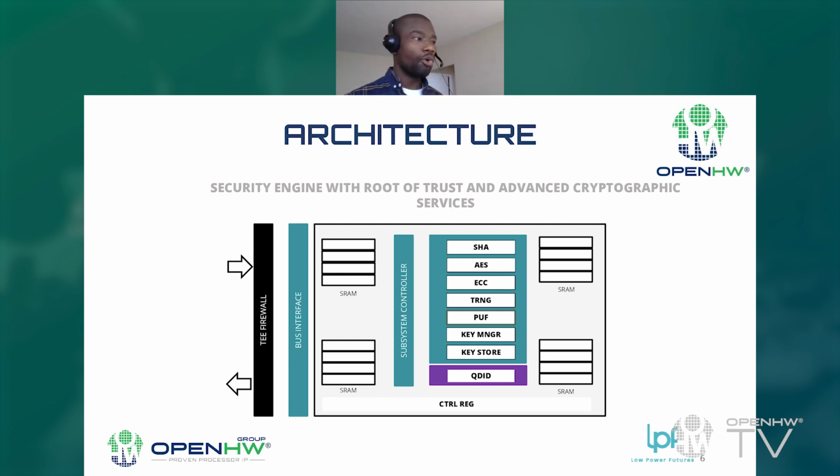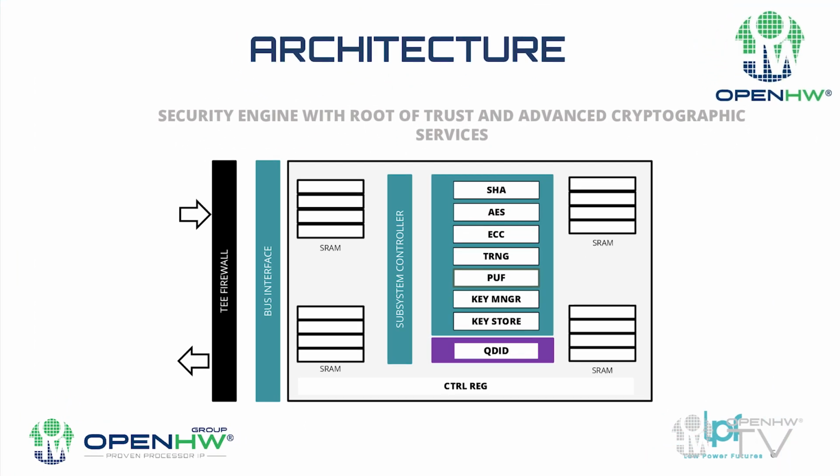This is an expanded view of the security engine with root of trust and advanced cryptographic services. As you can see, it implements various cryptographic modules to cover both symmetric and asymmetric cryptography, hash functions, and true random number generation. It includes a fully digital physical unclonable function, a key management unit, and a key store. It also includes the quantum-driven identification device from Crypto Quantique.